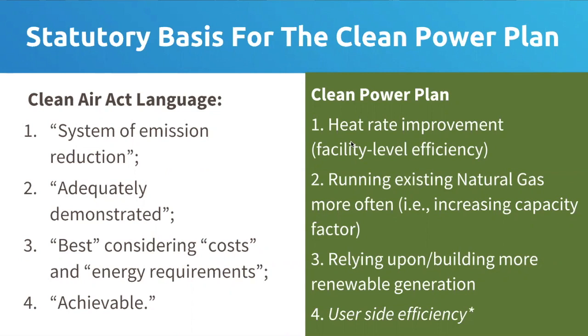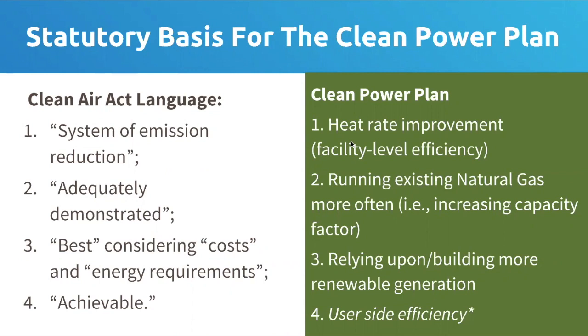And the Clean Power Plan has three building blocks that the EPA thought was a system of emission reductions that were adequately demonstrated to achieve emission reductions at a cost under cost requirements, and energy requirements that are not costly. So the first of those blocks was the heat rate improvement, and that ends up being facility-level efficiency for coal-fired facilities.